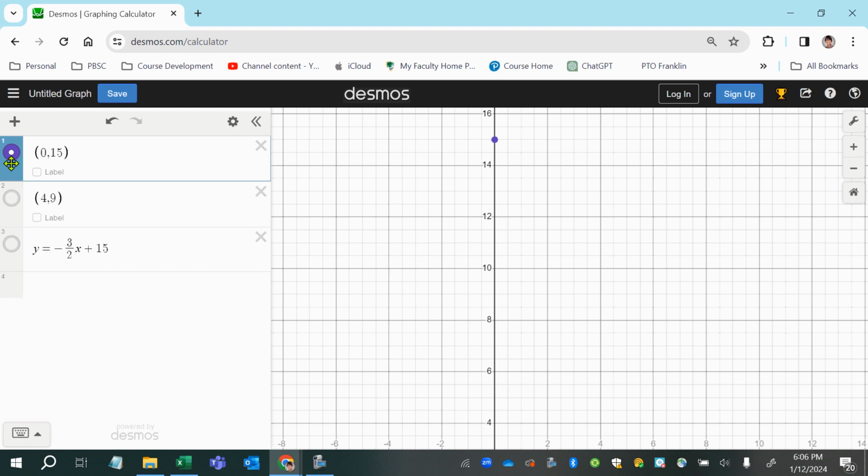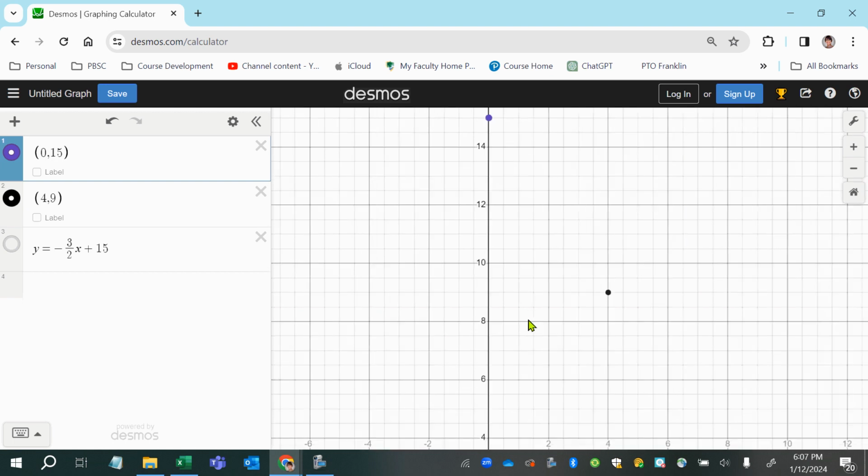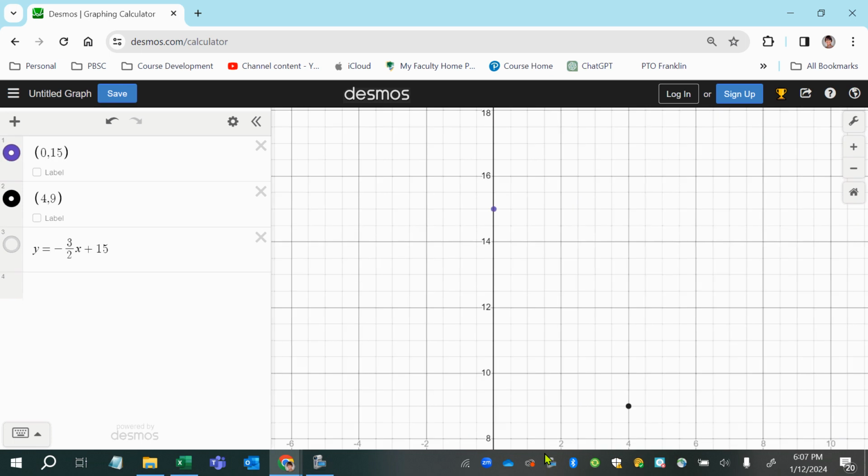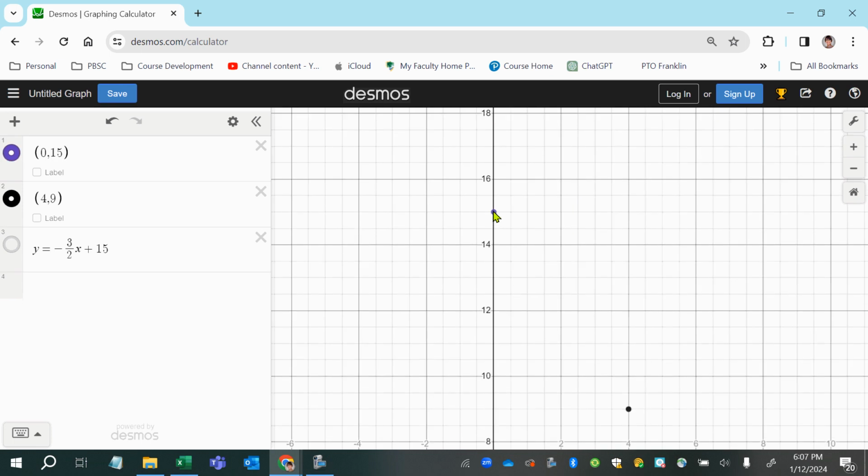So if I graph 0, 15 right here and 4, 9, and then I graph this equation, if I go down 3 and over 2, down 3 and over 2, I should hit this. I can verify that visually first. Okay, notice here's my first point. I'm going to go from left to right. I'm going to go down 1, 2, 3, over 2, 1, 2. Down 1, 2, 3, over 2, 1, 2. Down 1, 2, 3, over 2.